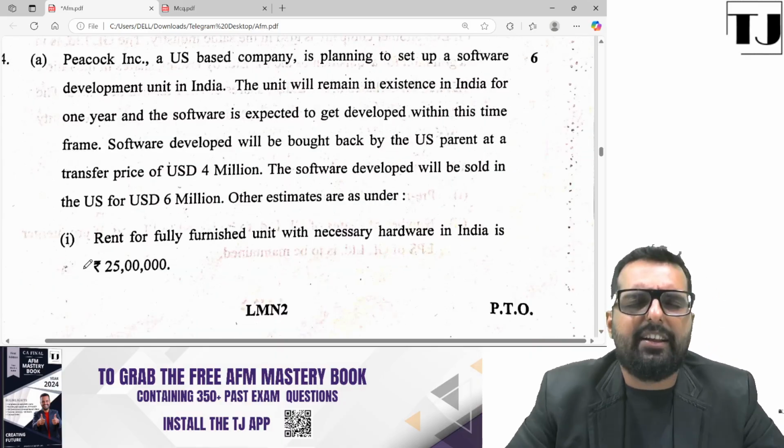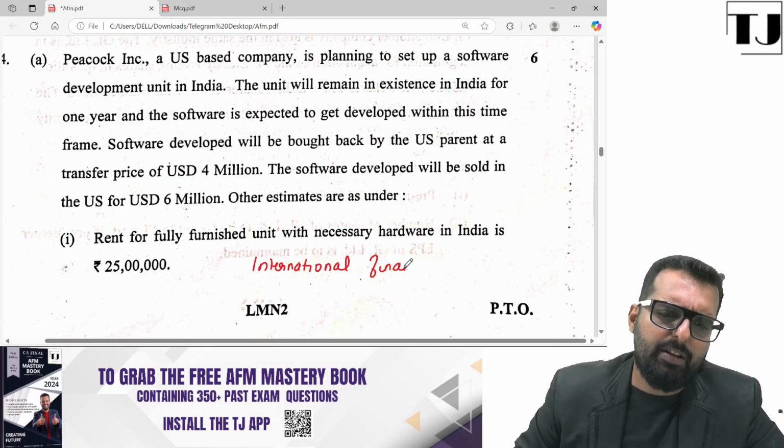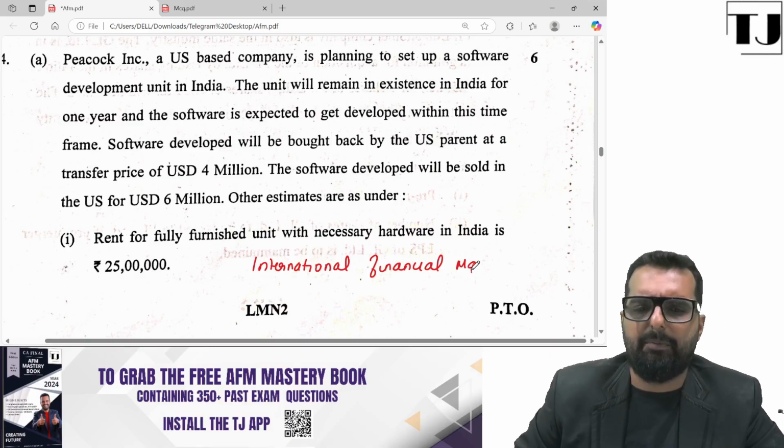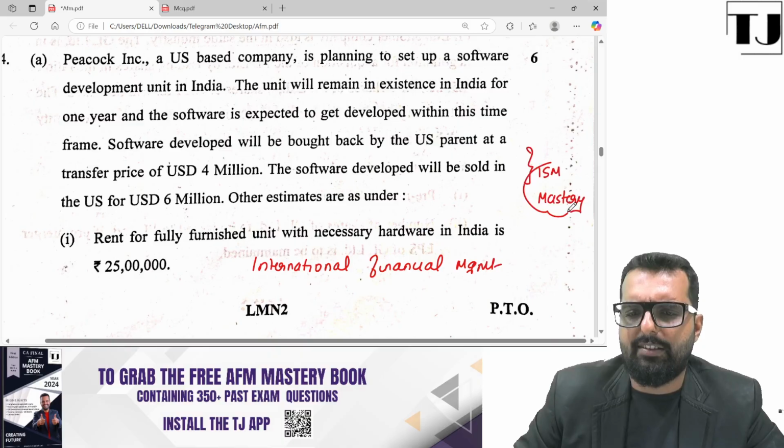Next question is an exact similar question from the chapter International Financial Management of your study material. This question is there in your ISM also. It is there in my mastery book also. Exactly the same question. All right.